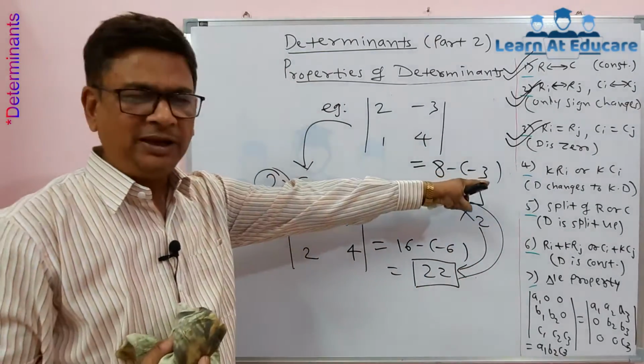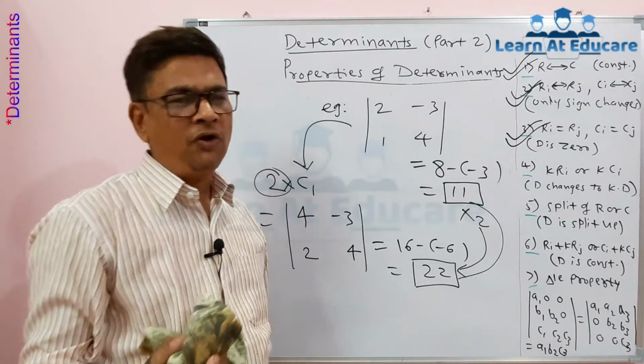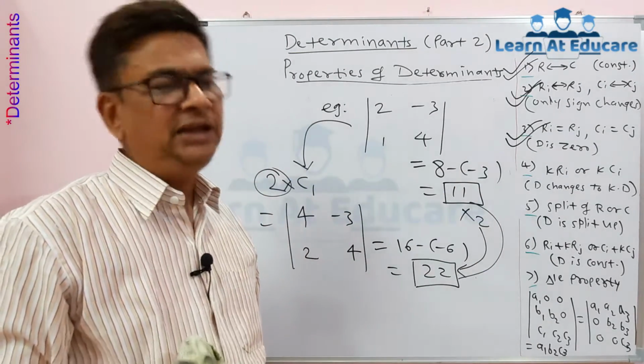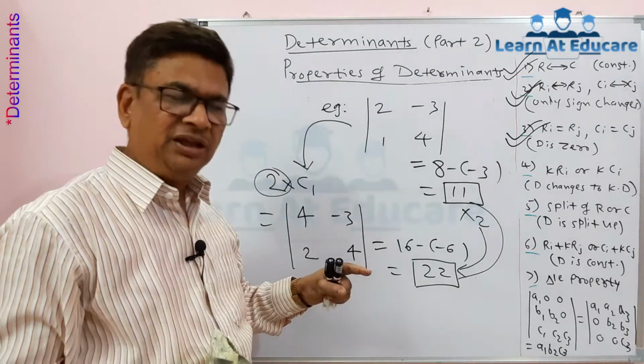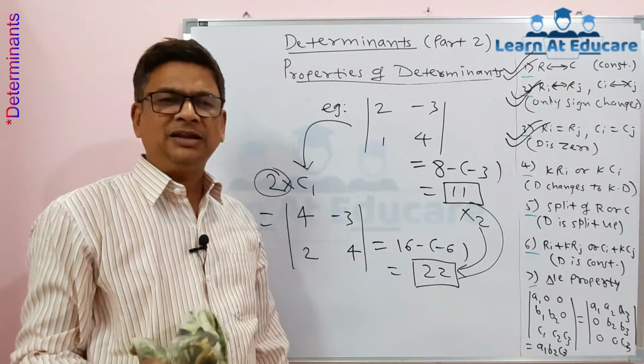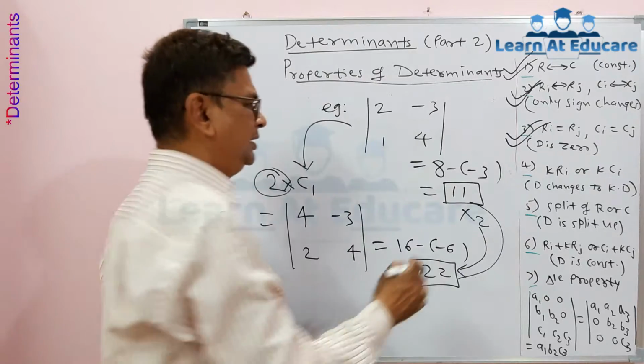So what is that property? If any row of a determinant or any column of a determinant is multiplied by some number, then the new determinant is that number times the original determinant.